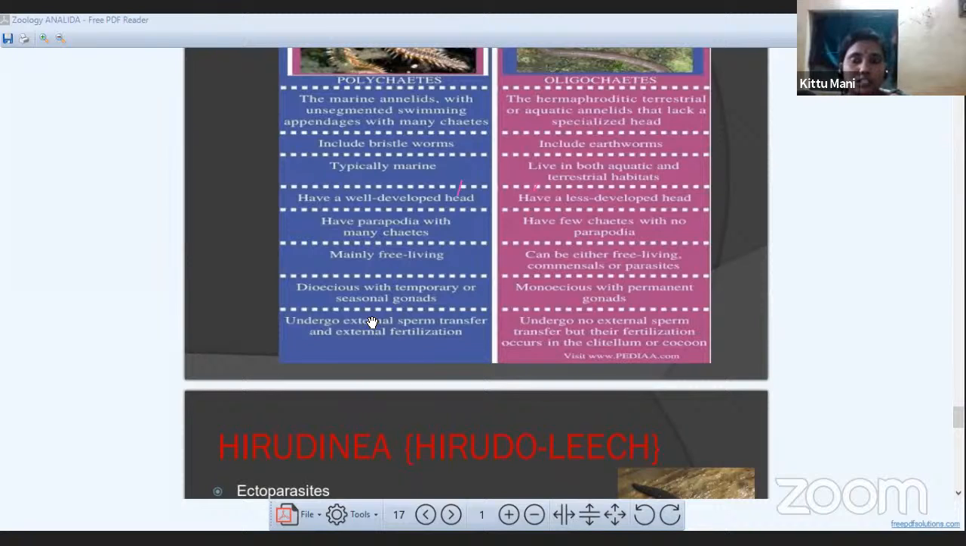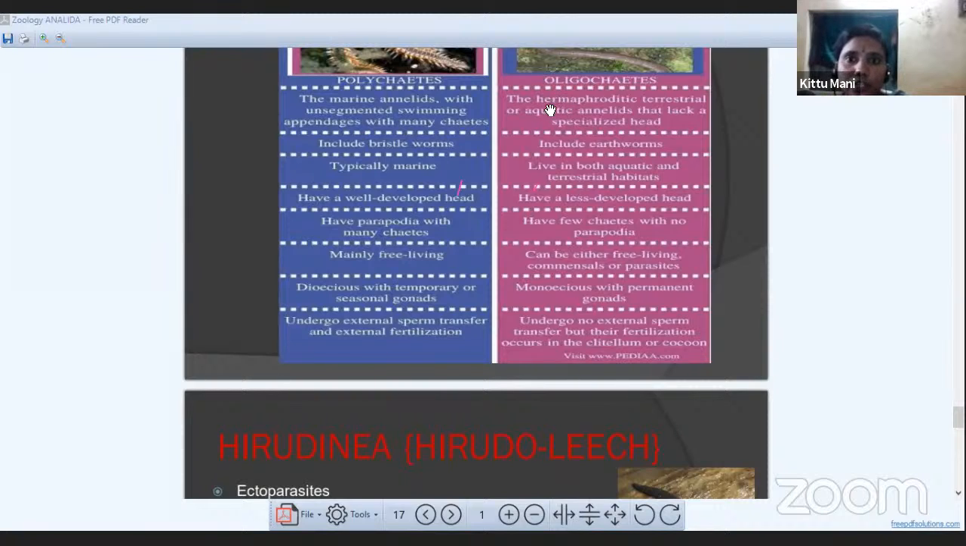Fertilization is of two types, and these are so important: external fertilization and internal fertilization. External fertilization is where the male gamete and female gamete meet outside. But in the internal case, the sperm and ova meet inside the body, and this is called internal fertilization. Those are the differences between the types of fertilization. Then next we will observe the oligochaetes.